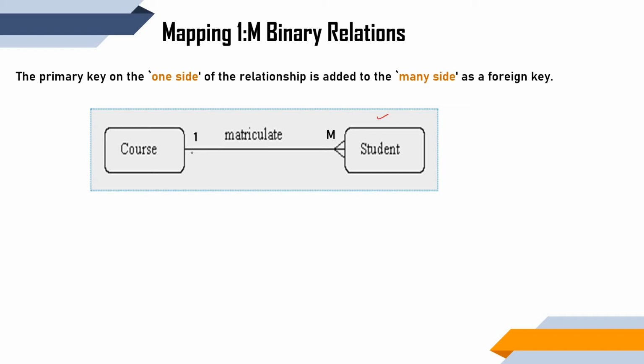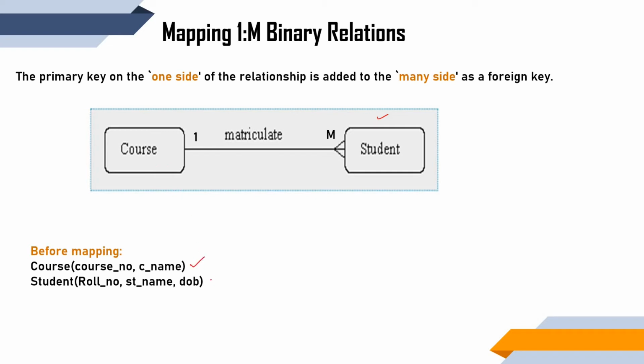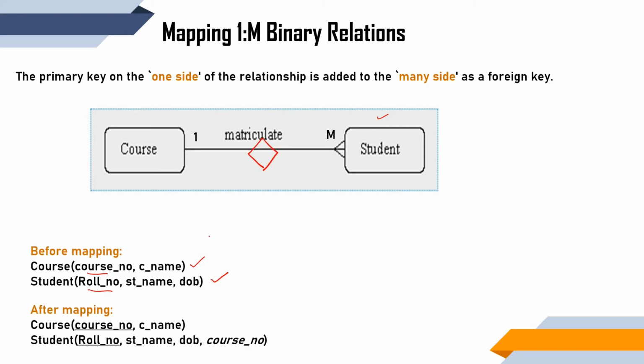Before this ERD diagram was mapped, the course table had course number and course name, and the student table had roll number, student name and date of birth. After we have taken care of this relationship, the course table has course number and course name, so no change there. The student table will have roll number, student name and date of birth intact, and along with that, course number will be included. What is this course number? It is nothing but the foreign key of this relation, because course number was the primary key of the course table. Now it is used as a foreign key of the student table. Understood? In this way, I can map a 1:m binary relation into table structure.